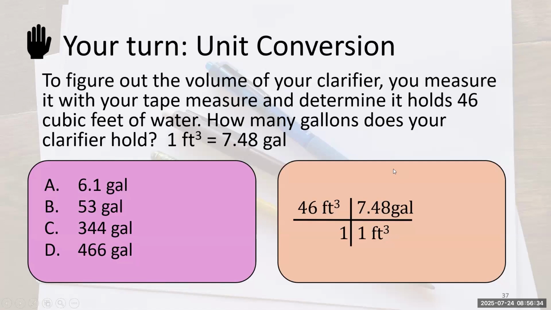And now all we got to do to get on top of the grid times 7 gives us an answer of 344 gallons.